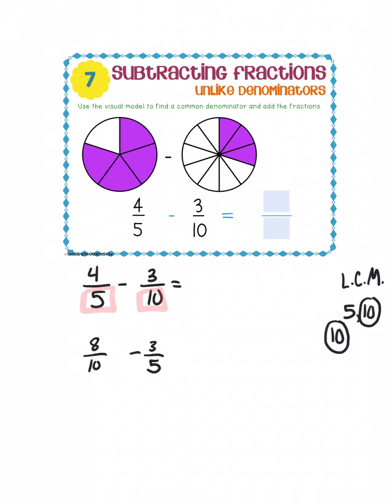Okay, now let's see, 8/10 minus 3/10. I see I wrote that wrong. Typo, get rid of that. Okay, that gives me 5/10.